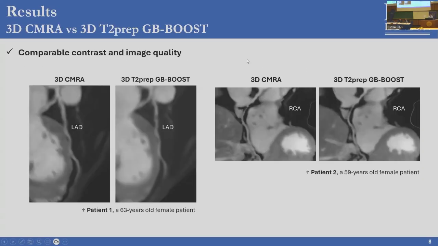And we also analyzed the MRA images, and these are the curved planar reconstructions of the MRA images of the same two patients. The 3D T2 prep gray blood BOOST has a comparable image contrast and image quality compared with the 3D CMRA results according to the visual comparison.